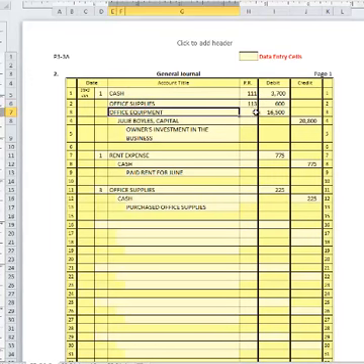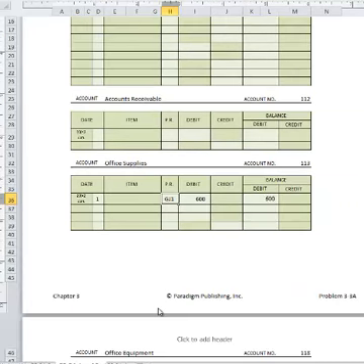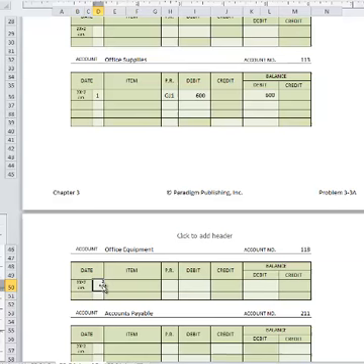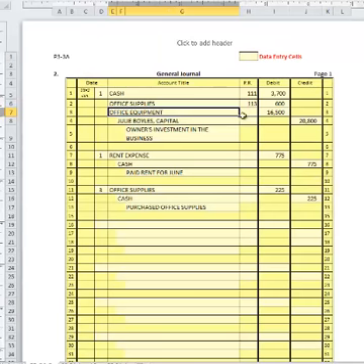Office equipment is the next account, gets debited for $16,500. So we'll go down to office equipment, enter the date, enter the debit of $16,500. Since it has no balance, that balance gets carried over. And it came from General Journal, page 1.